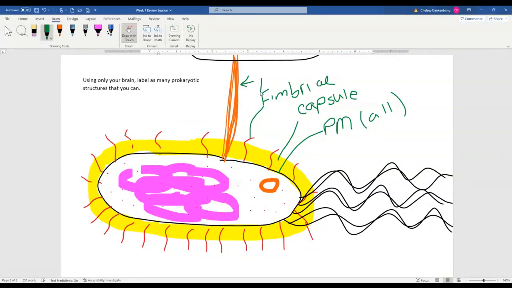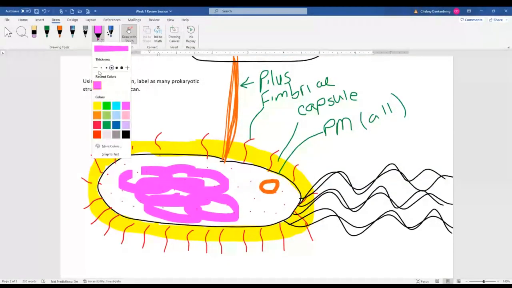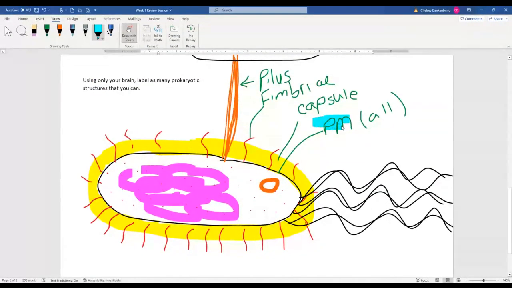This is going to be the pilus, again, only on bacteria, but it is also an accessory structure, okay? So I'm going to highlight the ones that are absolutely required for life, or at least required for bacteria. In this case, plasma membrane is required for all living things. But so far, capsule, fimbriae, pilus, those are accessory structures.